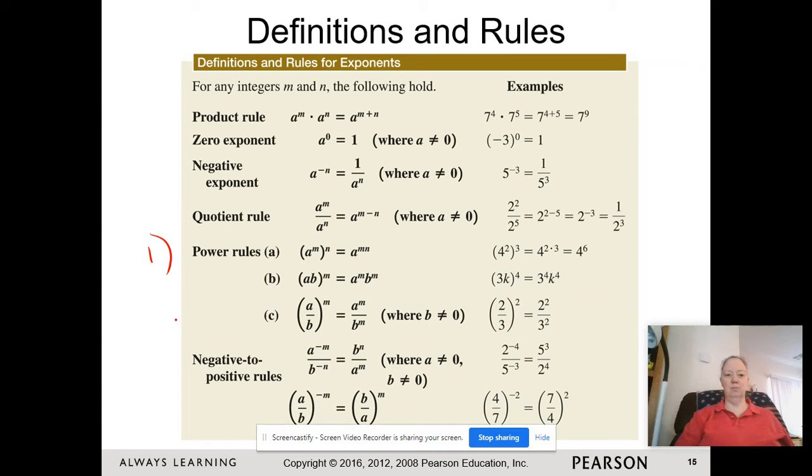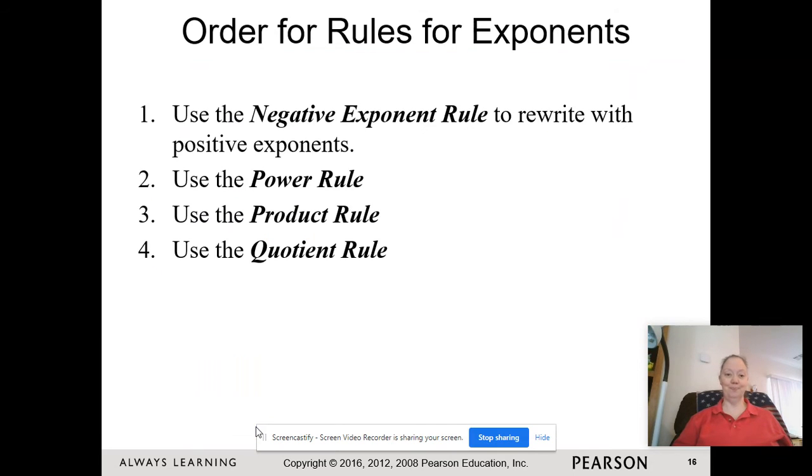Okay, one more time. Start with the power rule, then the negative exponent rule, then the quotient rule, and then the product rule. In general, that's a good idea to do exponents in that order if you have multiple. Write this down. It's important. Okay. So it's not critical that you do it in this order. And notice I actually did switch these. But it's just a really good rule of thumb.